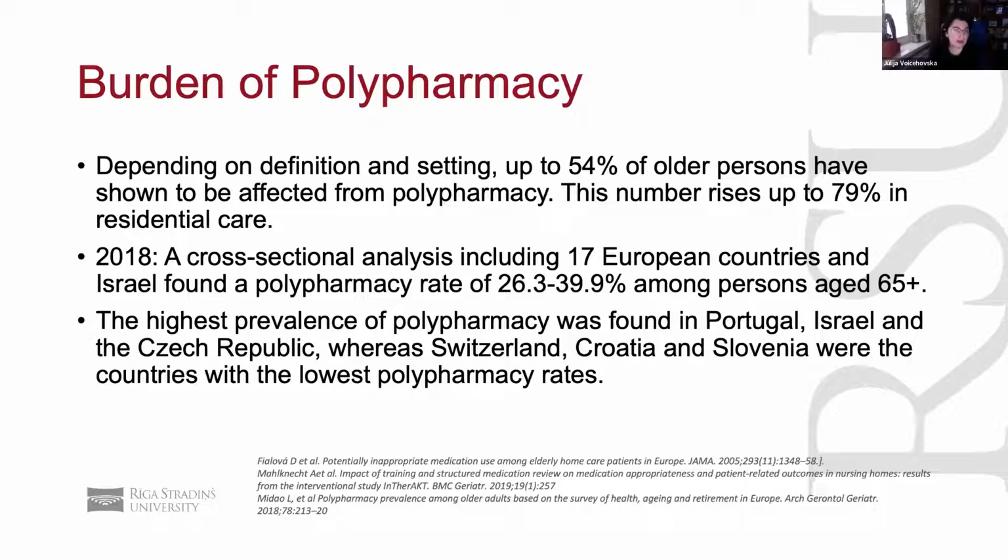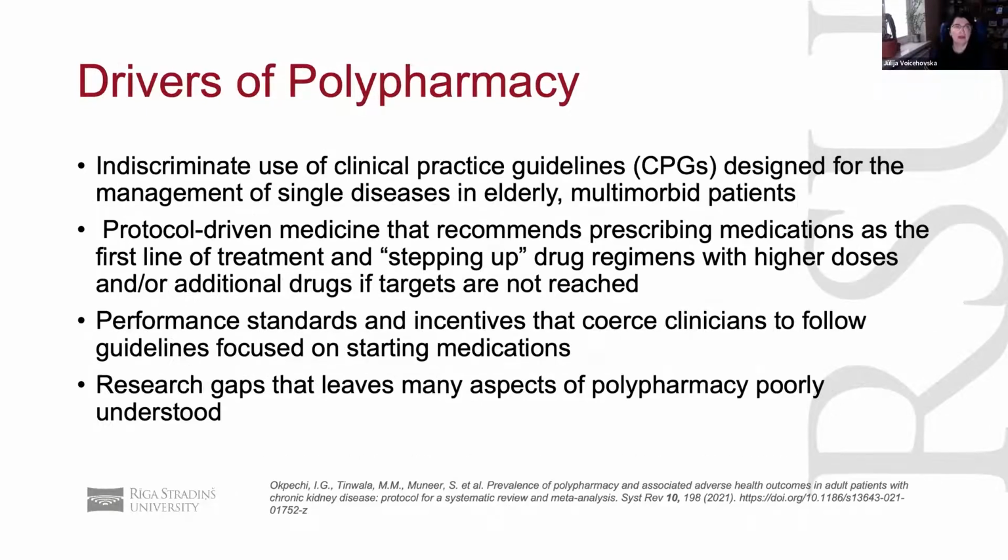A cross-sectional study published in 2015, conducted by Malknecht and co-authors, included 17 European countries and Israel, and found a polypharmacy rate of 26 up to 39% among persons aged 65 and above. The highest prevalence of polypharmacy was found in Portugal, Israel, and the Czech Republic, whereas Switzerland, Croatia, and Slovenia were the countries with the lowest polypharmacy rates.